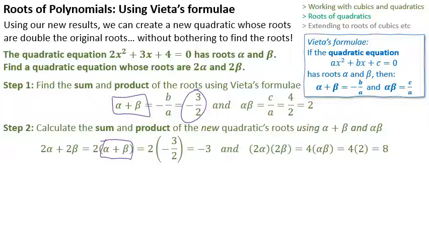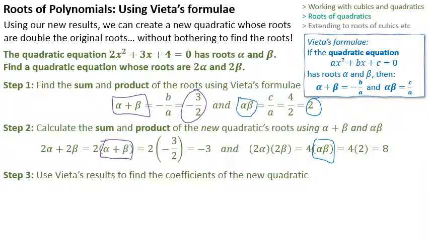And a similar thing happens over here when we have the product of the roots, 4 lots of alpha beta. We're doing 2 alpha times 2 beta, we get 4 lots of alpha beta. And alpha beta, we know. We don't care what alpha is, we don't care what beta is, we know what the product of alpha and beta is, and that gives us our answer. So now we know that the sum of the roots of the new quadratic is minus 3, and the product of the roots of the new quadratic is 8.